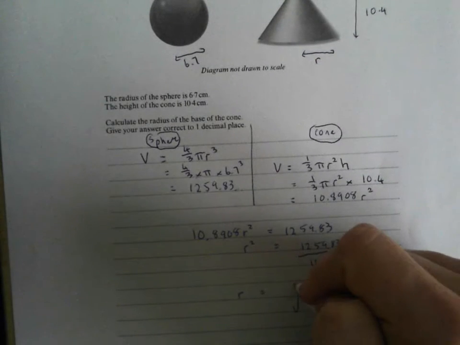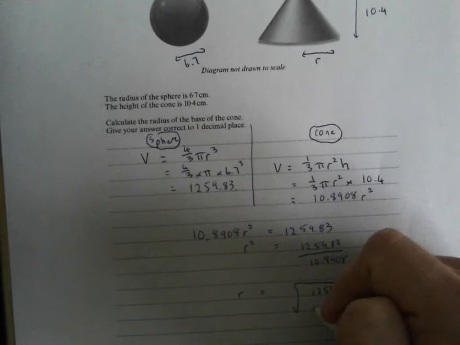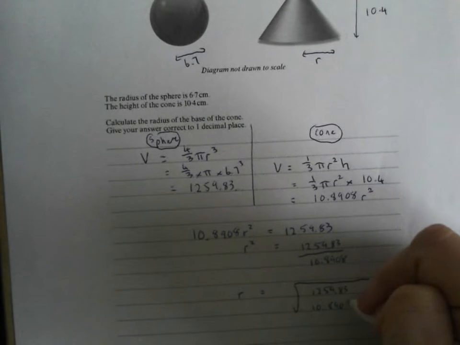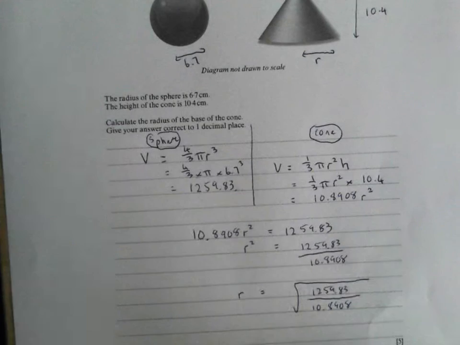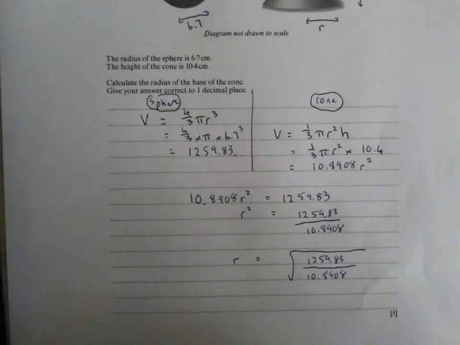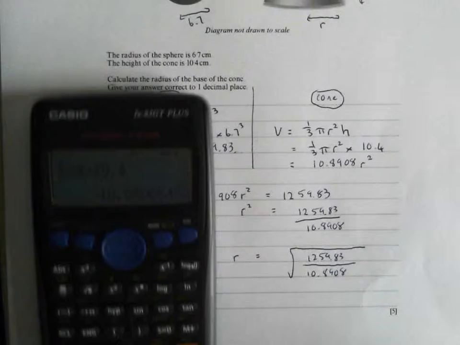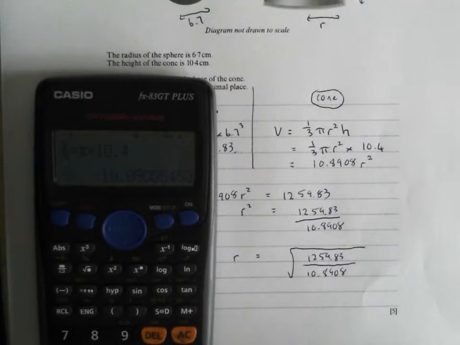So I end up with 1259.83 over 10.8908. Now there is a slightly more accurate way of doing this, and that's leaving things in terms of pi. But to be honest with you, I've done this question a few times, and this seems to be the way that my students are most happy with. So if you're wondering why I'm not leaving answers in terms of pi, that's the reason why. And the accuracy just doesn't make too much of a difference at the end.